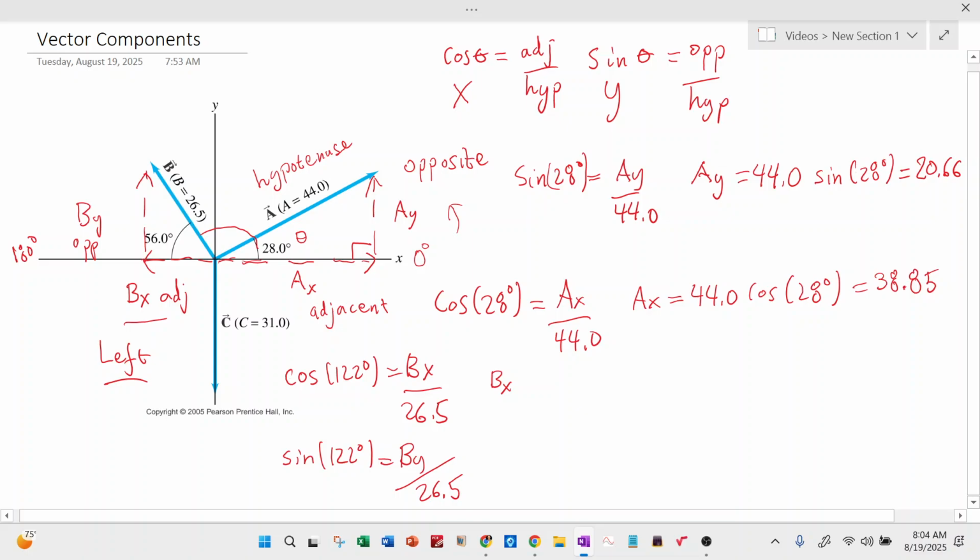Here, let me put a line here, separating that work from that work. A little sloppy. Hopefully you can do better on your paper. Oh, my bad, I got way ahead of myself. Bx equals 26.5 times the cosine of 122 degrees.